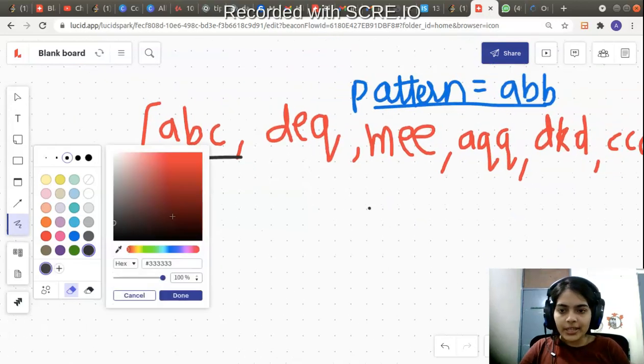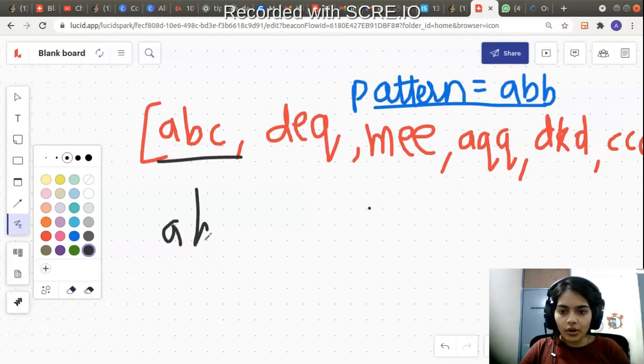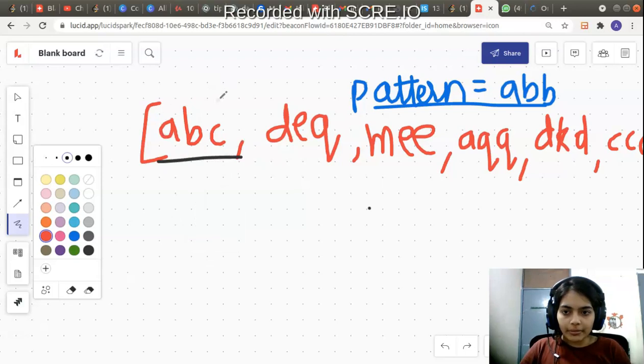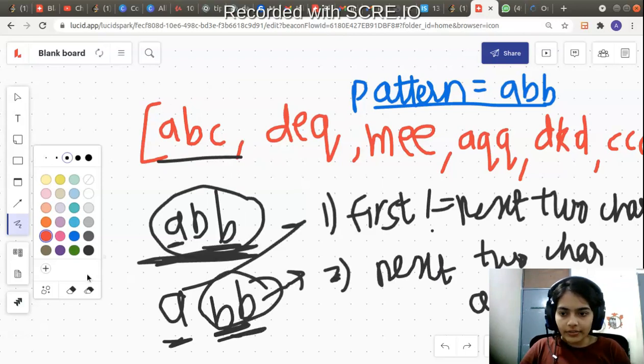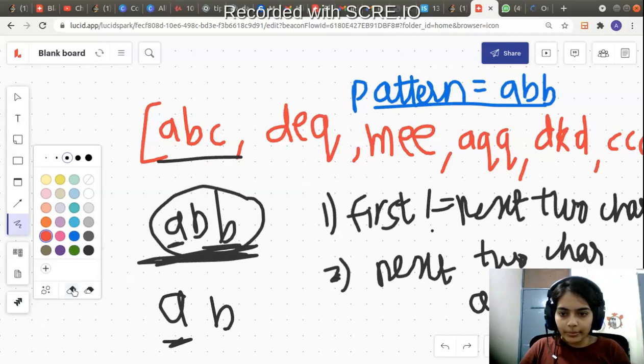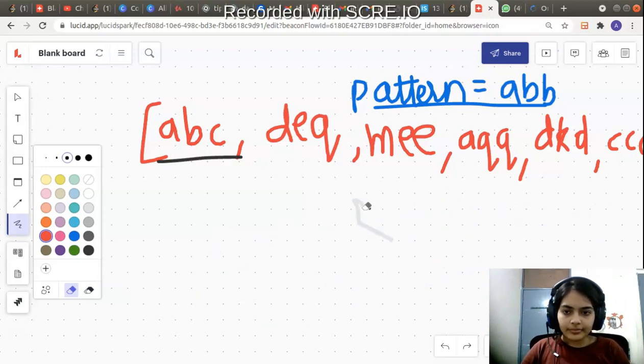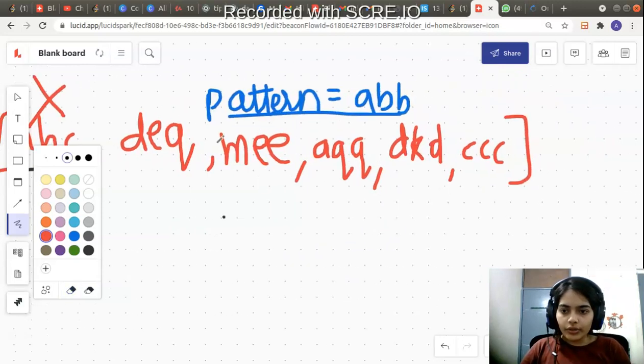Let's see if ABC is following the pattern of ABB or not. In this case, you see it is not satisfying the second condition because B and C are two different characters. They are not grouped together like BB in the pattern. Okay, so B and C are different. That is why it is not satisfying the pattern. So let me just erase all this and let me mark that as not satisfying the pattern. Okay, let's go forward to the next example.